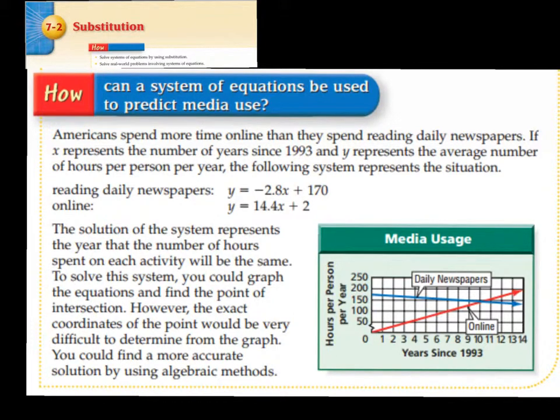The solution of the system represents the year that the number of hours spent on each activity will be the same. To solve this system, you could graph the equations and find the point of intersection. However, the exact coordinates of the point would be very difficult to determine from the graph without the use of technology. You could find a more accurate solution using algebraic methods.